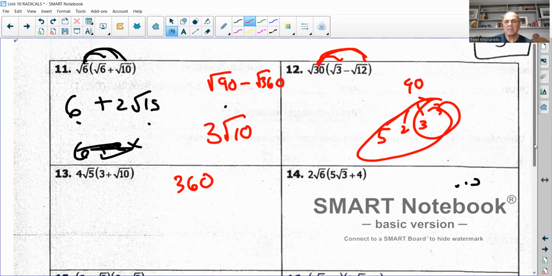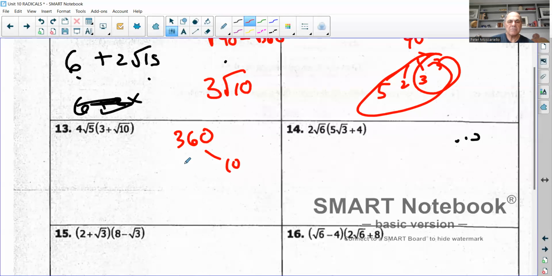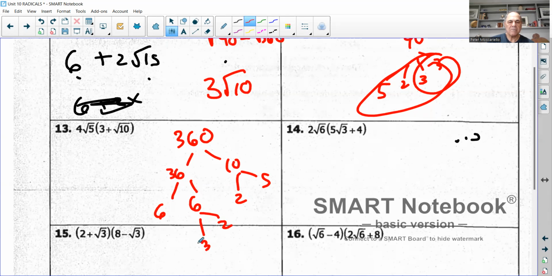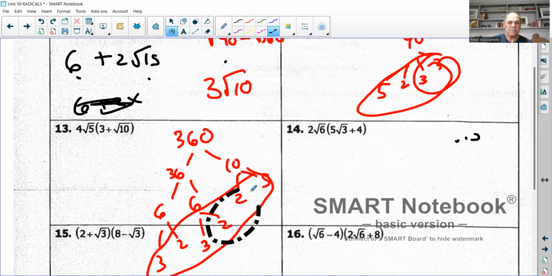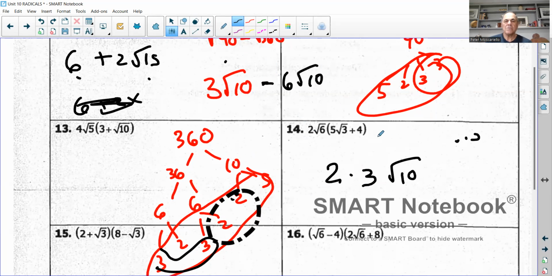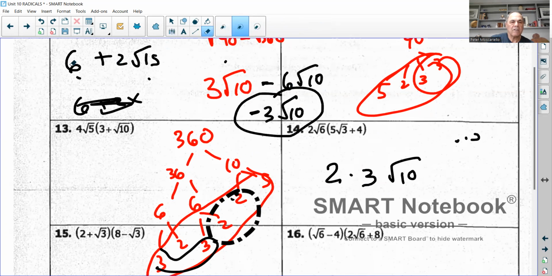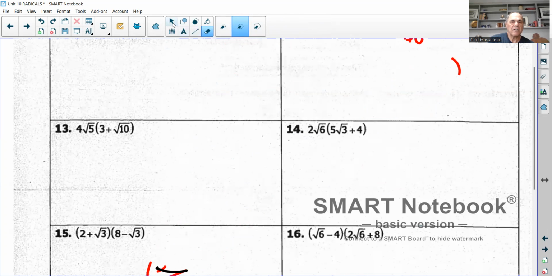Then root 360. How does that break down? Let's say it's 10 times 36. And 10 is 5 times 2. 36 is 6 times 6. And each 6 is 2 times 3. Big sock drawer. All right, what can we pull out of there? I got a pair of 2s and a pair of 3s here. So 6 comes out. What's left inside? A 2 and a 5. So that's 6 root 10. So we had 3 root 10 minus 6 root 10, which is negative 3 root 10. There's your answer. Okay, erase and continue.